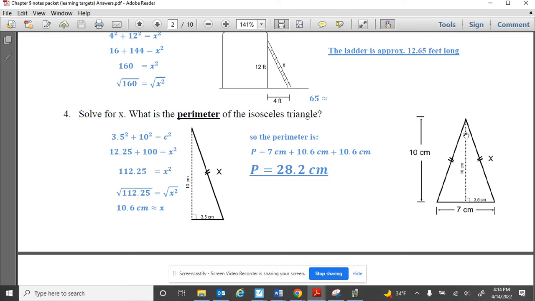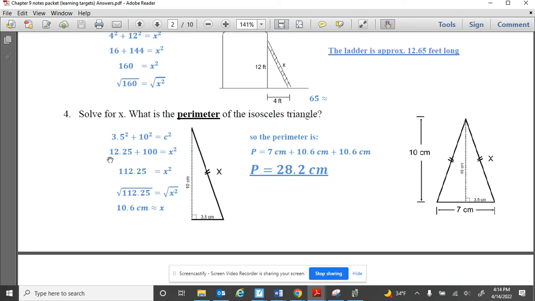Well, I can cut this triangle right in half. And if I cut it right in half, this distance on the bottom will be 3.5 and 3.5, since half of 7 is 3.5. Then we can use the Pythagorean theorem to make a right triangle. So we get 3.5 squared plus 10 squared equals x squared. And we go ahead and solve that.